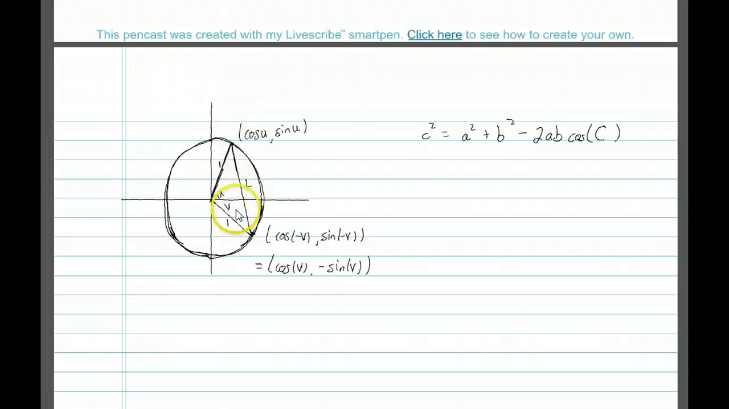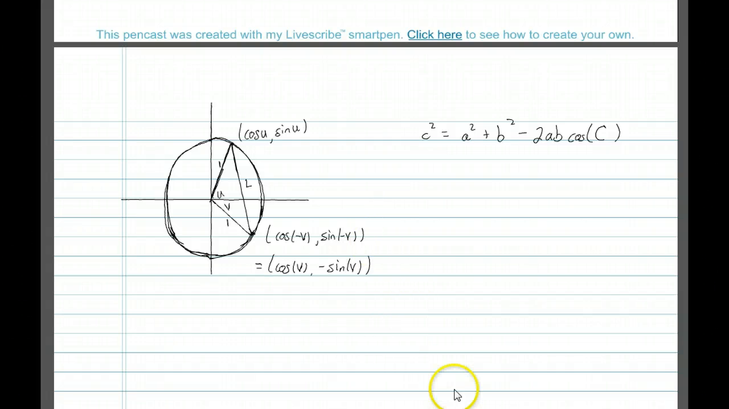These are points on the unit circle. As we have it pictured, this point here is going to be cosine u, sine u by definition. Likewise, this is in the fourth quadrant, dropping down from the x-axis, so this point would be by definition cosine of negative v, sine of negative v. However, we know from our even odd properties that this is the same as cosine of v, and this is the same as negative sine of v. Again, you can pull the negative sign out of the sine, and you can wipe the negative sign away from the cosine.